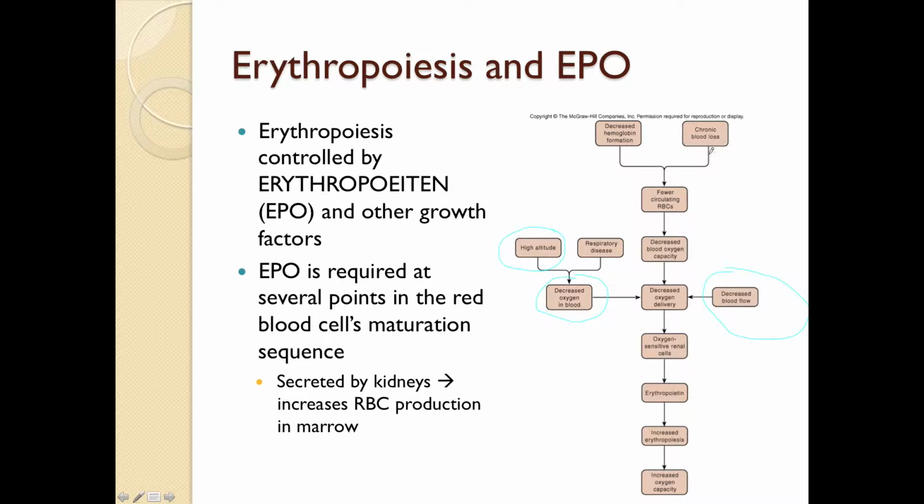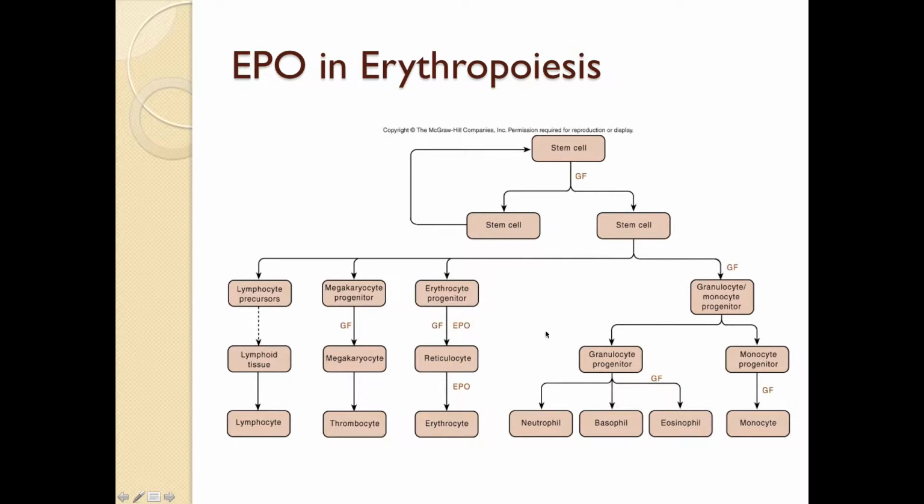If somebody's bleeding, so remember GI bleeding, really common with colon cancers, when there's chronic blood loss, like GI bleeding, or there's decreased hemoglobin formation, all of these things are either going to decrease oxygen delivery in some way. Then that's going to signal to the kidneys to spit out this product of EPO. Whenever there's EPO, there's more erythropoiesis, there's more red blood cells, and there's more of an ability to bind oxygen.